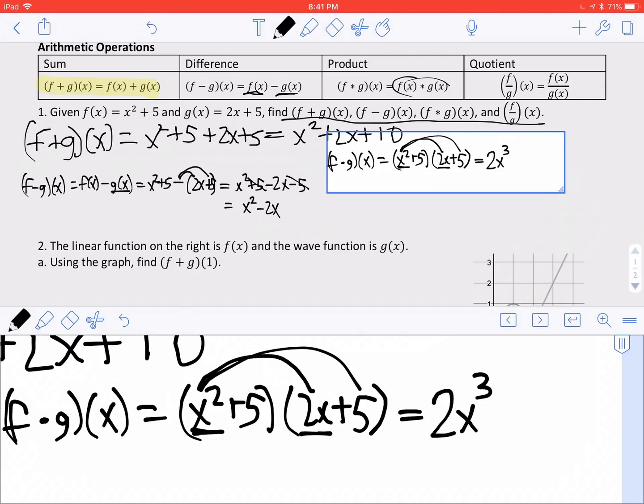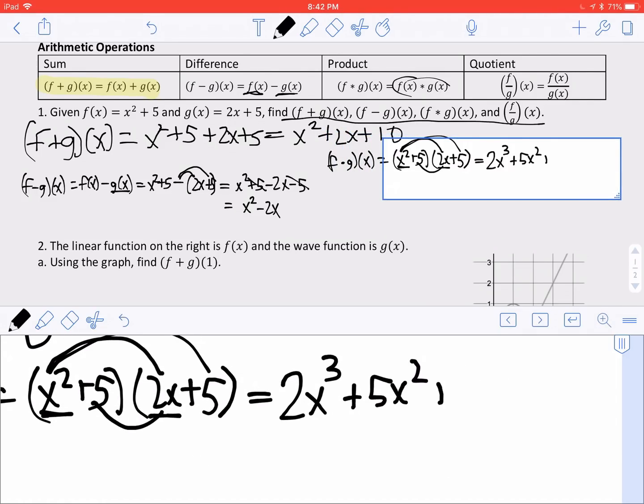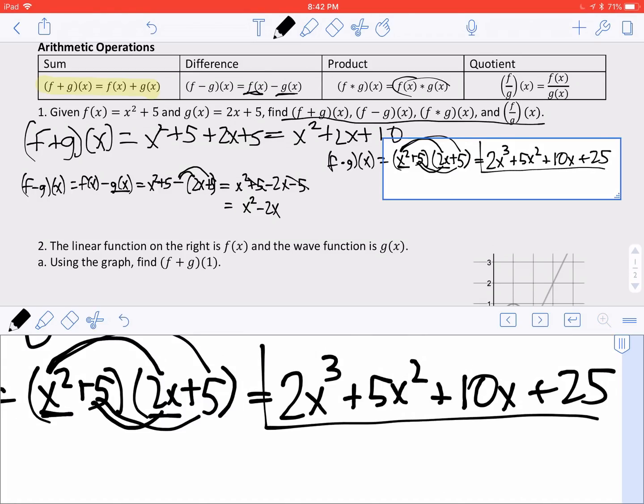X squared times 5 is 5x squared. And then 5 times 2x is 10x. And 5 times 5 is 25. And now I have an x cubed, an x squared, a single x, and a constant. So there's no like terms there to combine, so that's fully simplified.